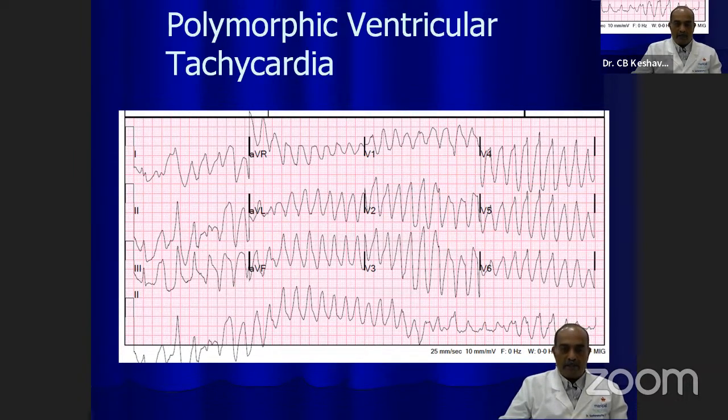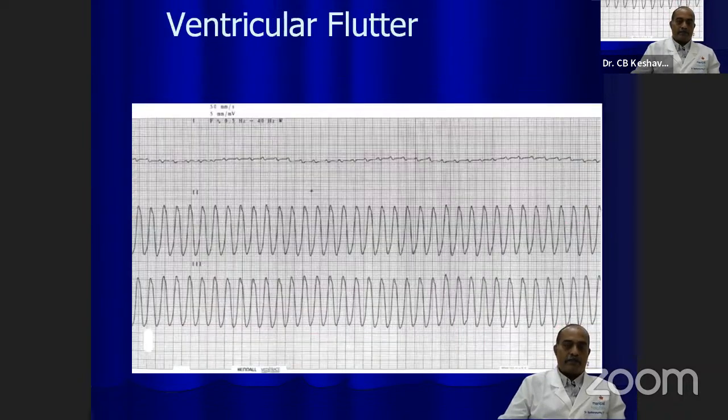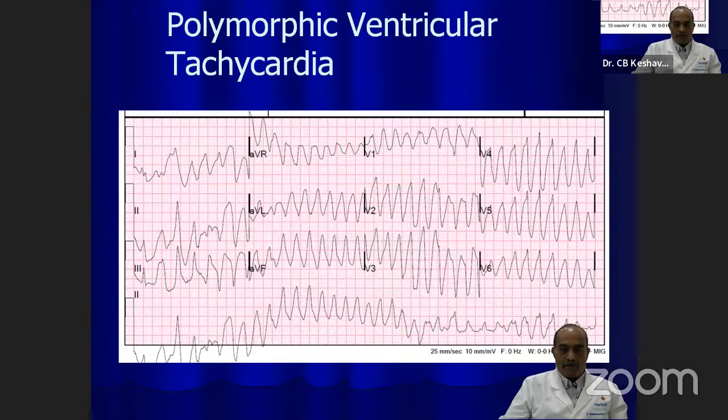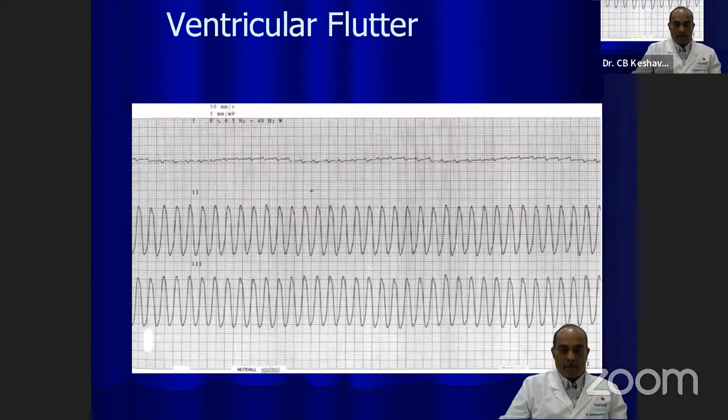Torsade can quickly become a ventricular fibrillation and kill the patient. Next comes the ventricular flutter. So what is the difference between ventricular tachycardia and flutter? It is usually the rate. So it is fast, broad, and regular. And you can see that still the QRS morphology can be made out. There is some morphology, so you call it ventricular flutter.